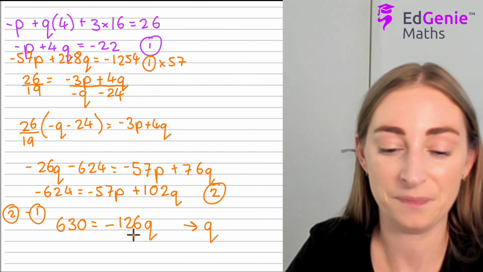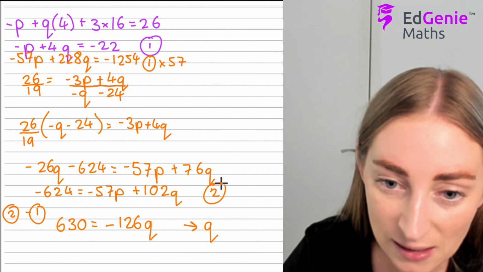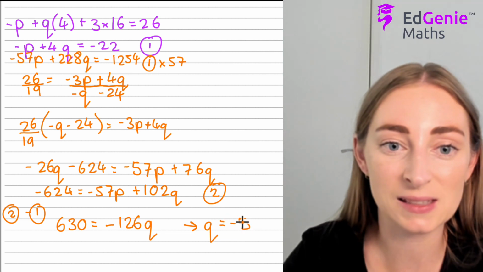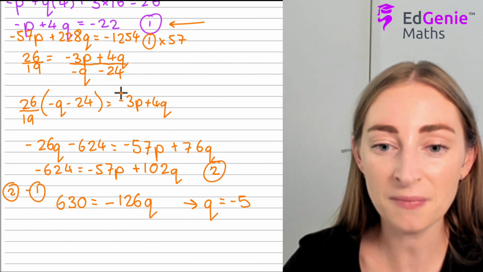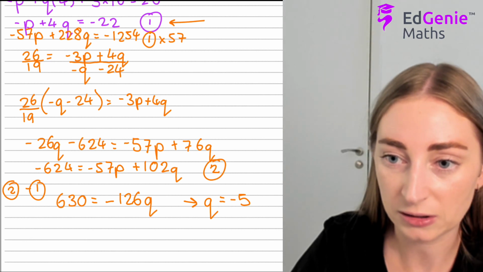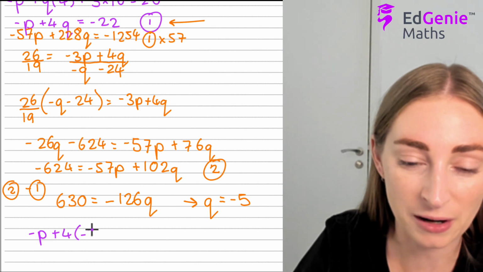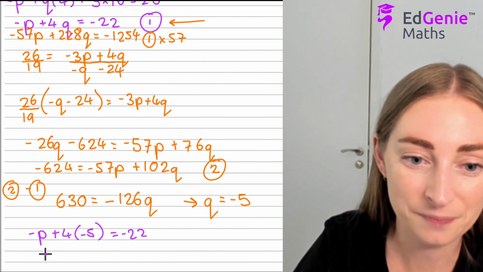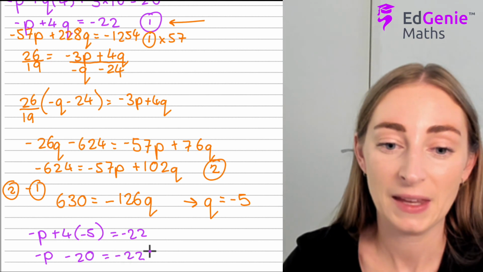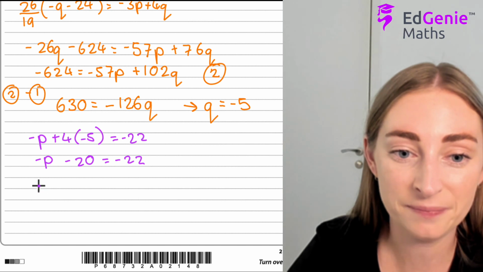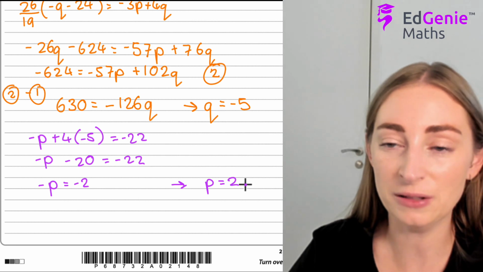So therefore, 630 divided by minus 126 is minus 5. How nice. Then I'm going to substitute it back into here because that's going to be the simplest one. We have got minus q plus 4 times negative 5 equals negative 22. This is minus 20. Add 20 to both sides of the equation. So p must equal 2.